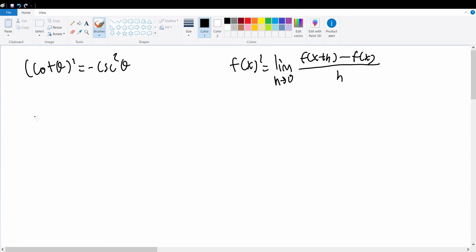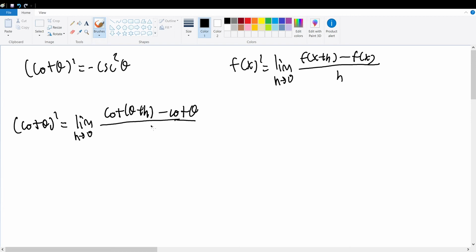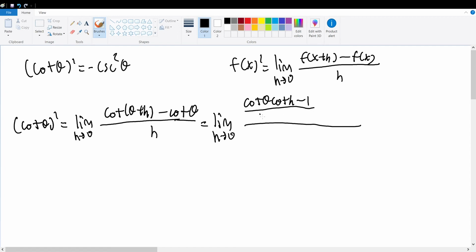With this definition in mind, we can apply f of x for the cotangent function, which is equal to the limit when h goes to 0, by definition, of the cotangent of theta plus h minus cotangent theta divided by h. We can further evaluate this limit to be equal to the limit when h goes to 0 of cotangent of theta times cotangent of h minus 1 divided by cotangent of theta plus cotangent h, minus cotangent theta, divided by h. And all I did here was apply a trigonometric property of the sum of two angles for the cotangent function represented by theta and alpha.